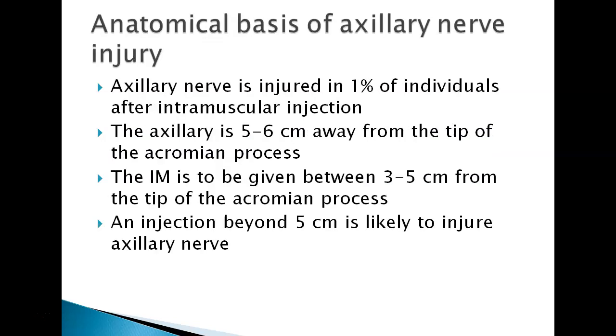Coming to anatomical basis of axillary nerve injury. Axillary nerve is injured in 1% of individuals after intramuscular injection. The axillary nerve is 5 to 6 centimeters from the tip of acromion process. So, the intramuscular injection is to be given 3 to 5 centimeters from the tip of acromion process. Any injection given beyond 5 centimeters is likely to injure axillary nerve.